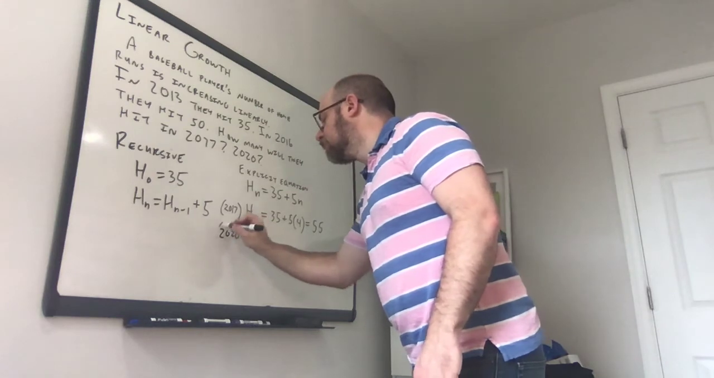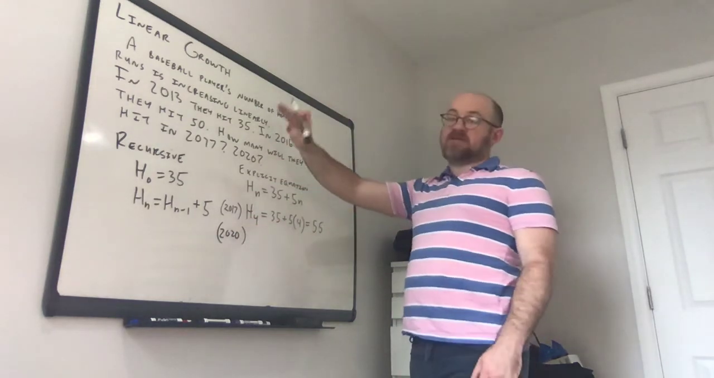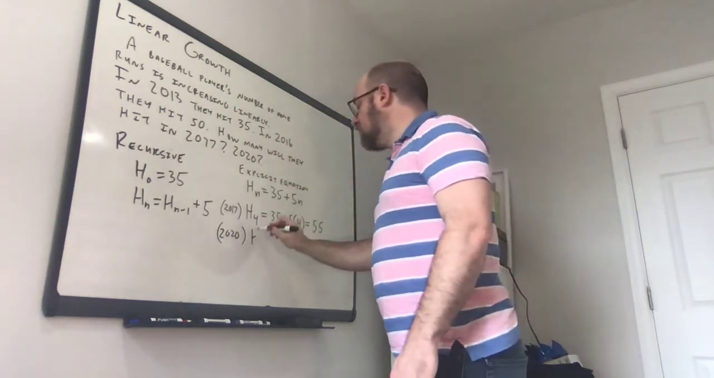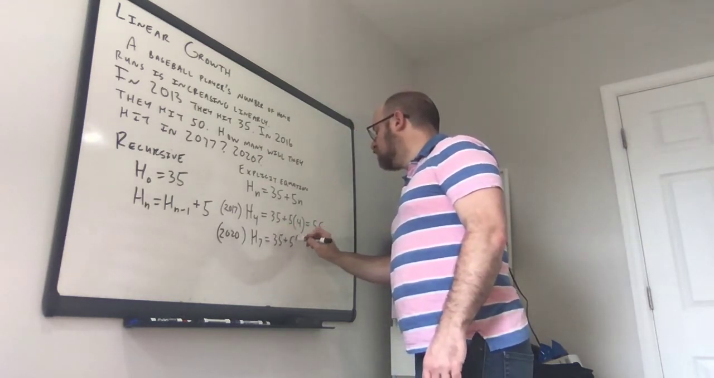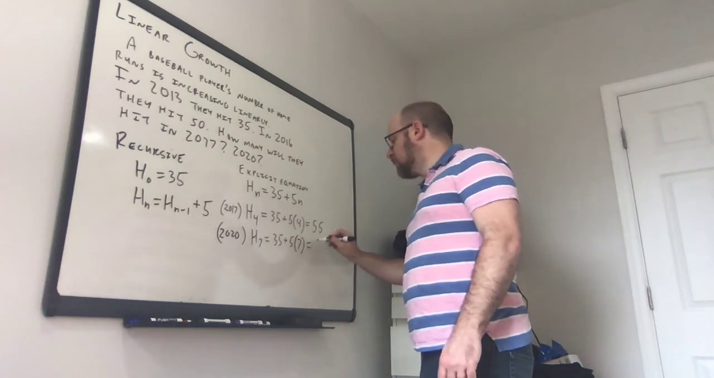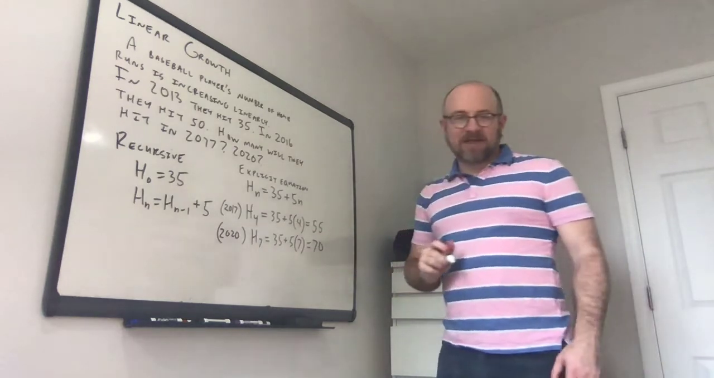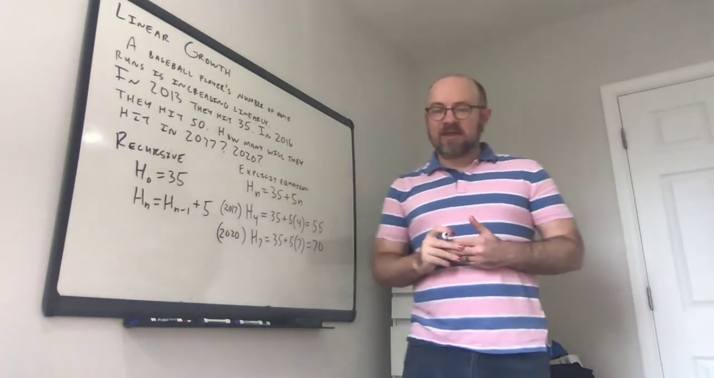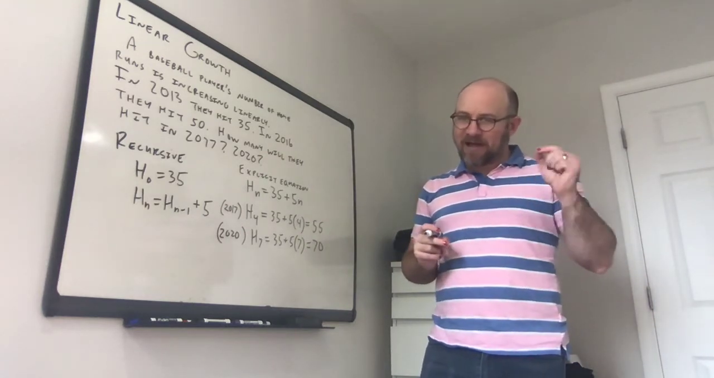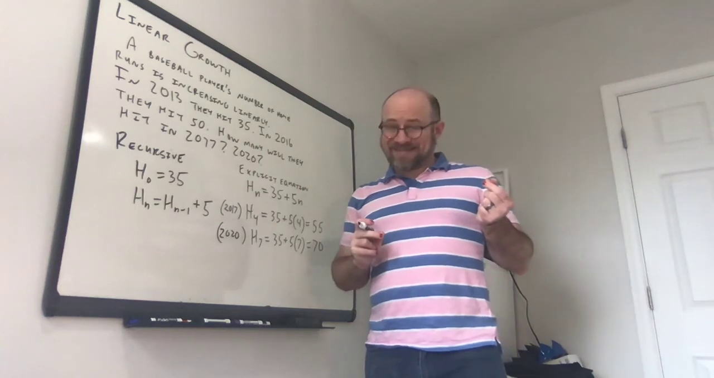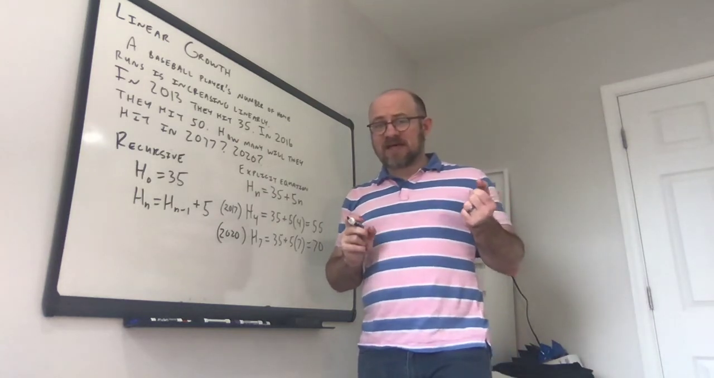2020, well, that's 7 years after 2013, so h sub 7 would be 35 plus 5 times 7. So we would expect them to hit 70 home runs in 2020 if this is growing linearly. Now we'll talk about why 70 home runs is a lot. And so we'll talk about that in a second.